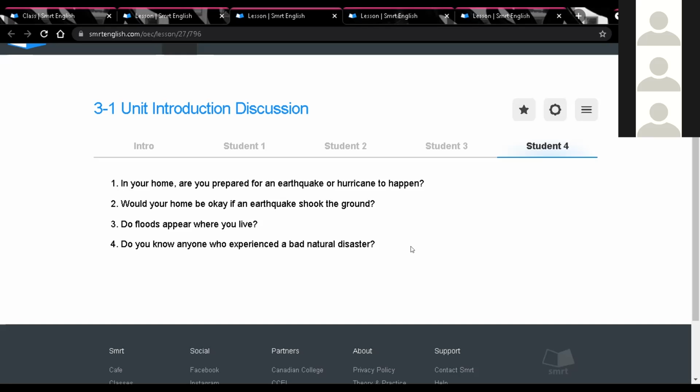Okay, thank you. Isela, number 2 says, will your home be okay if an earthquake shook the ground? I don't know, teacher. We have never had an earthquake in the city, so I don't know if the homes are resistant. And yours, what about your home? Do you think that your home is good to resist an earthquake? I think it can be because it's a new home. Definitely, right? Okay, thank you.